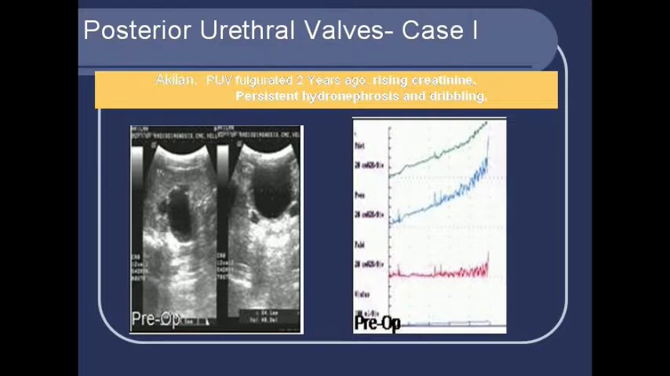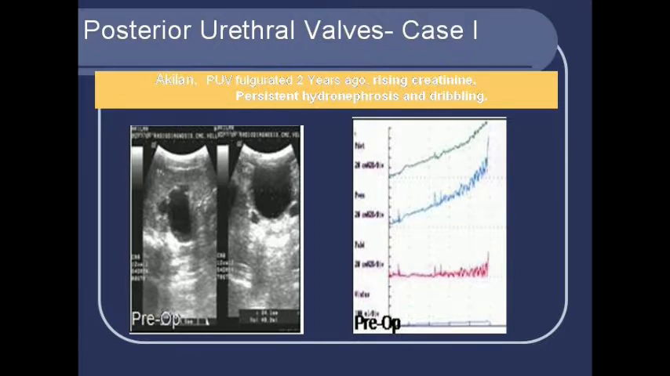So he also had dribbling. The clinical question was, why is he doing so? He had a repeat cystoscopy, and the valves have been adequately fulgurated. So is the bladder playing up? So we did a CMG, and there is no reflux on the MCU, and the CMG shows a very rapidly rising pressure. So this child, we thought, may benefit from an augmentation cystoplasty, and that's what was done.